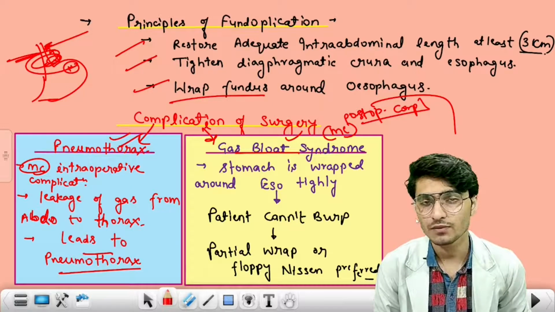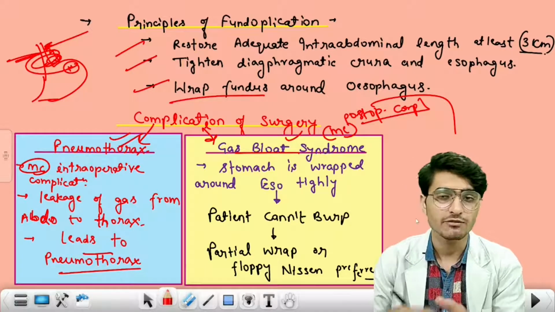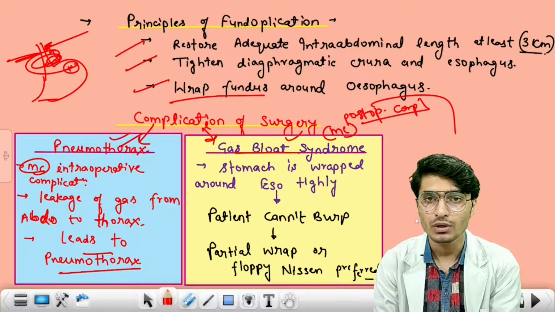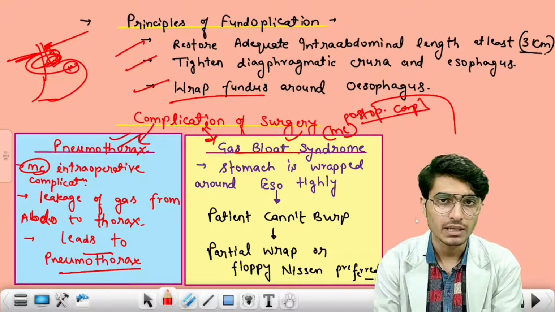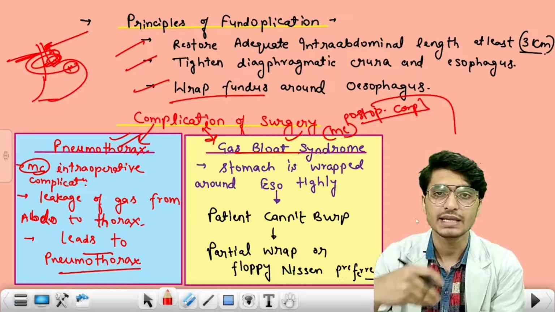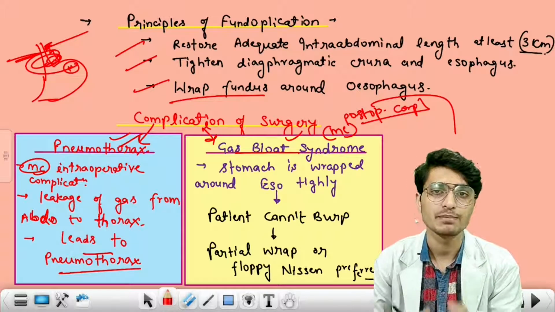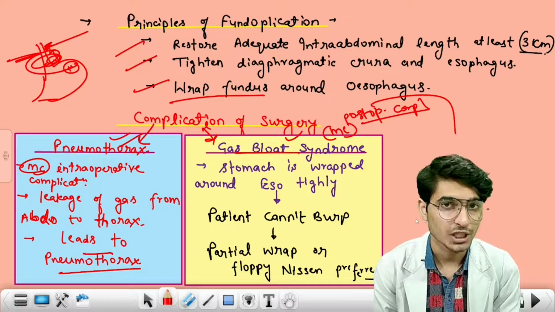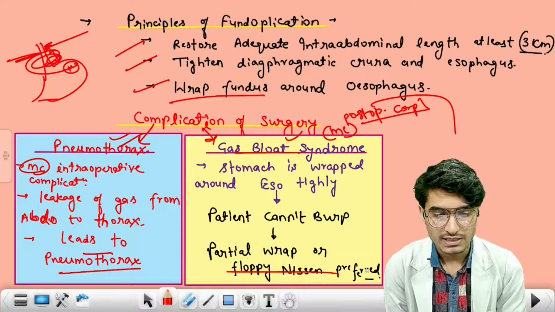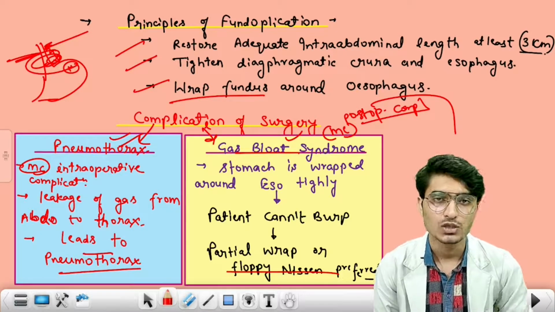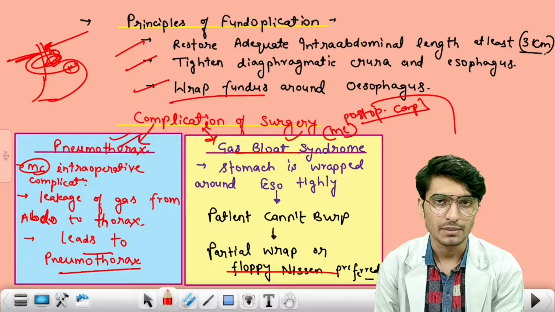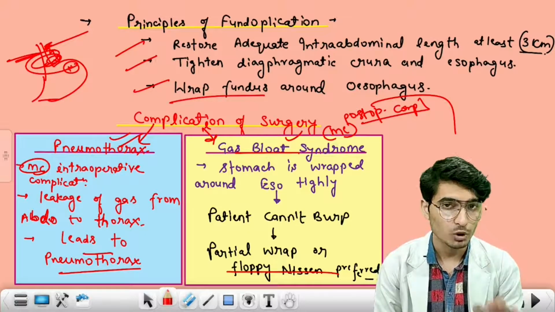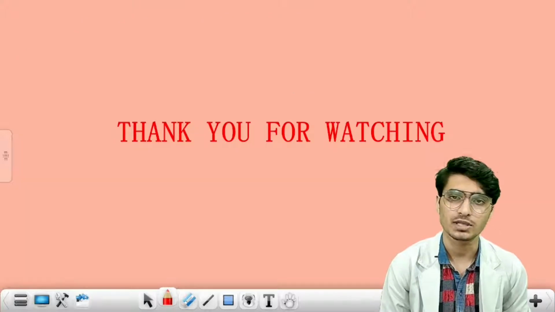So what is the management of this condition? Since the fundus is wrapped so tightly that the patient can't burp, we will go for loosening. We make the wrap around the lower esophageal sphincter so loose that the patient's symptoms are resolved, right? So we will go for a partial wrap or a floppy Nissen's fundoplication, so that the tight wrapping is loosened. So these are the complications of fundoplication, and thank you for watching.